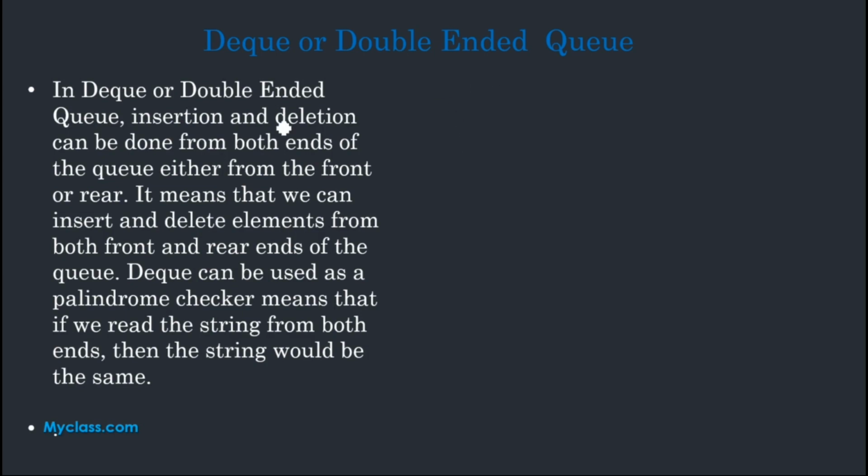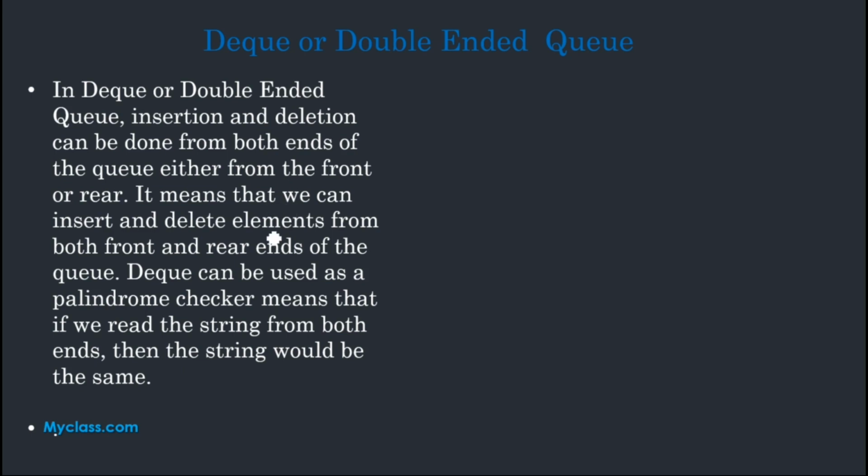In DQ, or double-ended queue, insertion and deletion can be done from both ends of the queue. In a normal queue, we can delete from the front side and insert from the rear side, but in the DQ, we can perform insertion and deletion from both ends of the queue, either from the front or rear. That is the concept of DQ.